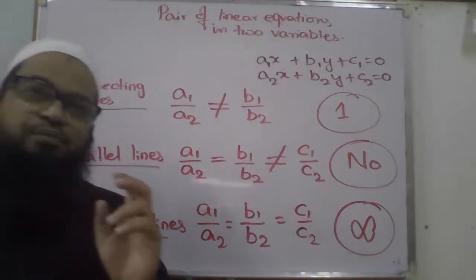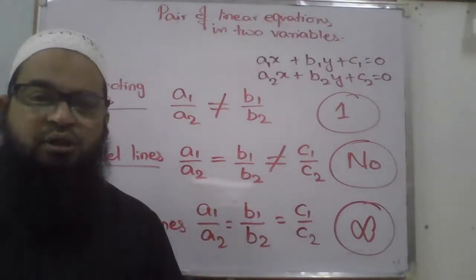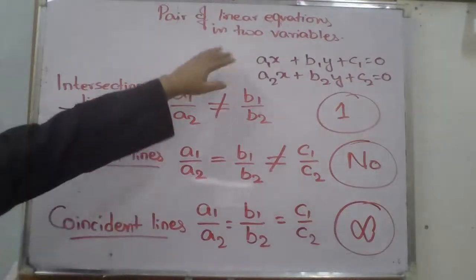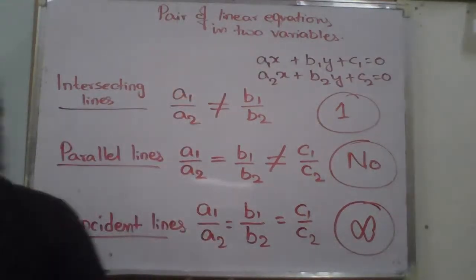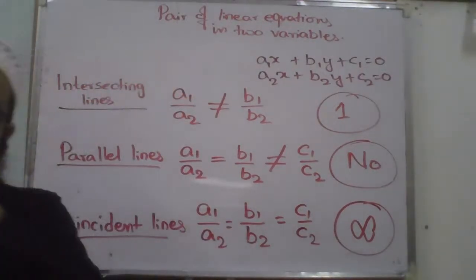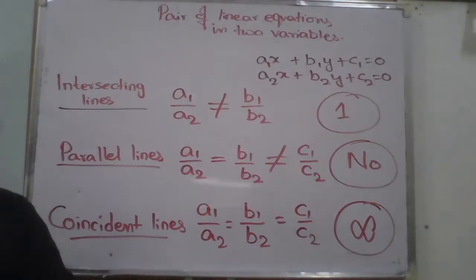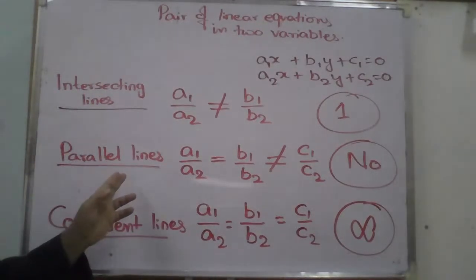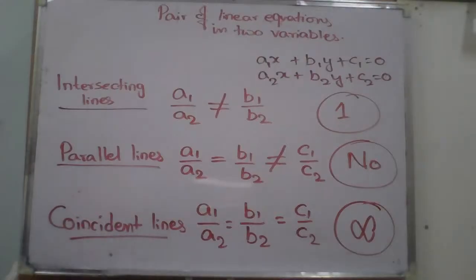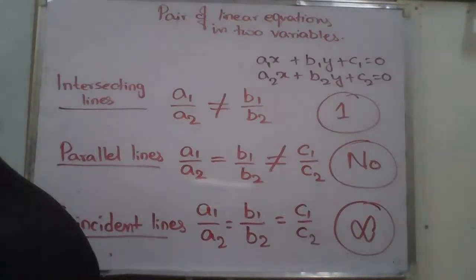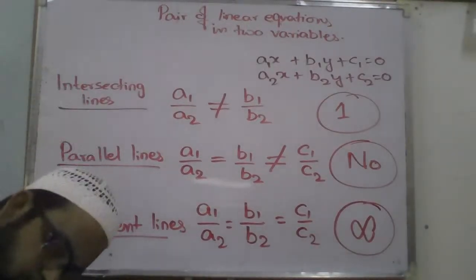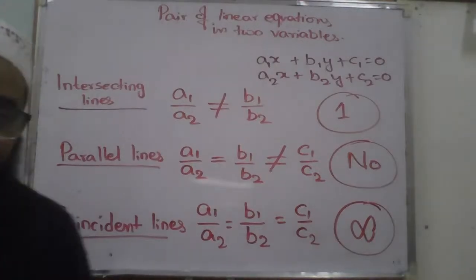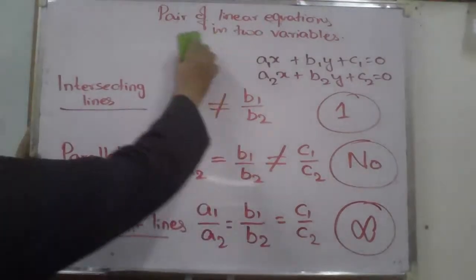Whenever they ask you questions based on this, they will give you two lines and ask you to check whether they are intersecting, parallel or coincident lines. I think you have noted this, and if you have noted it or taken a screenshot, then I'll go to questions based on this.